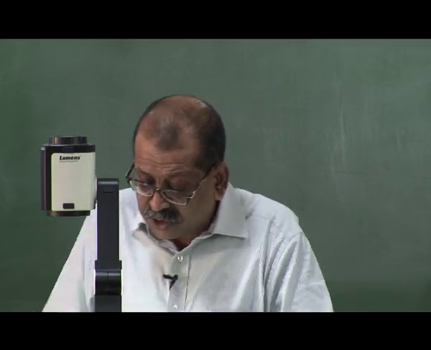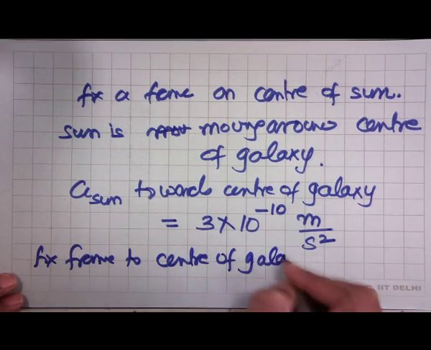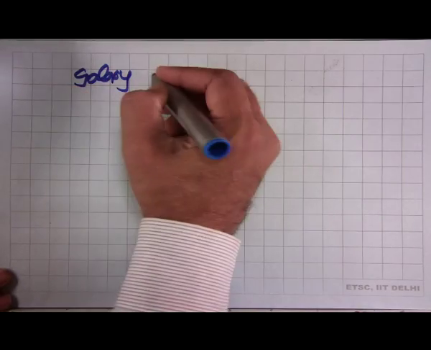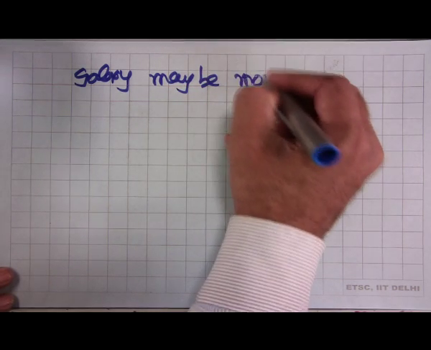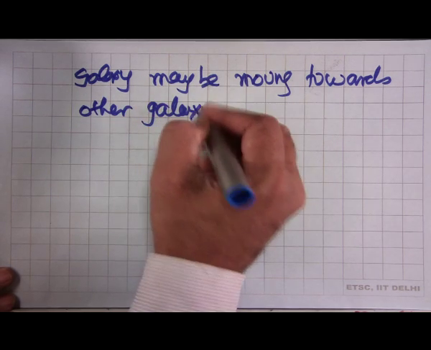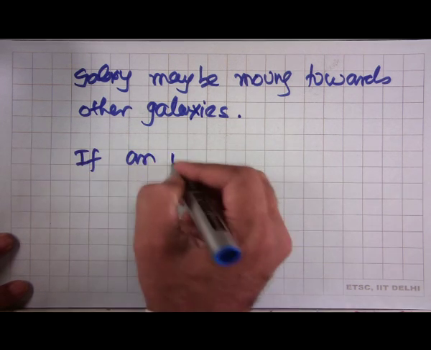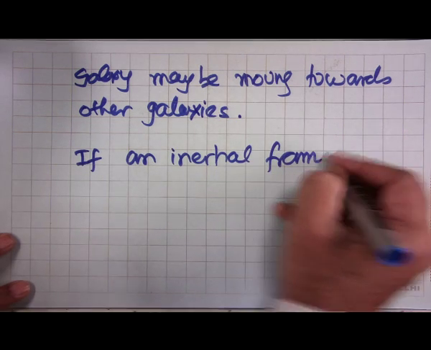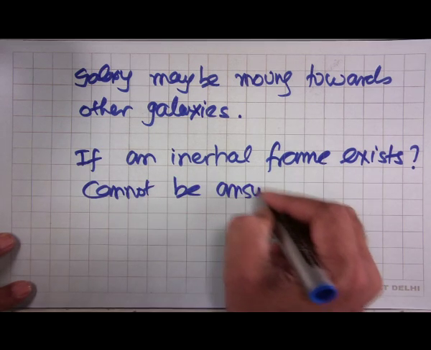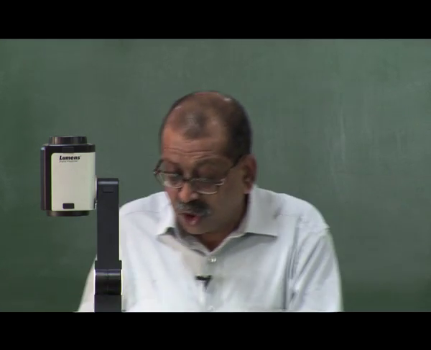And then if we fix a frame to the center of the galaxy, then again, the galaxy may be moving towards other galaxies, and if that is so, then we are not sure if an inertial frame exists, it cannot be answered. Does it mean that then all laws of Newton are not valid?